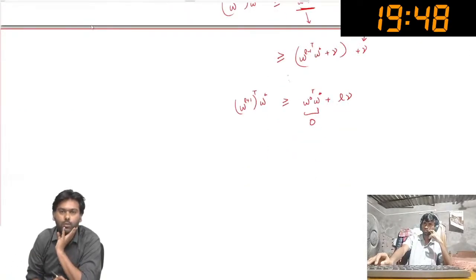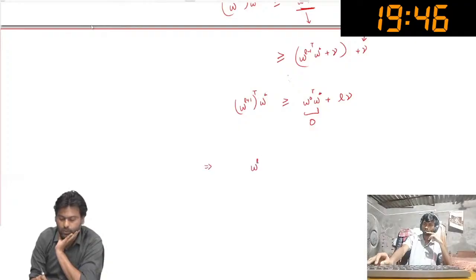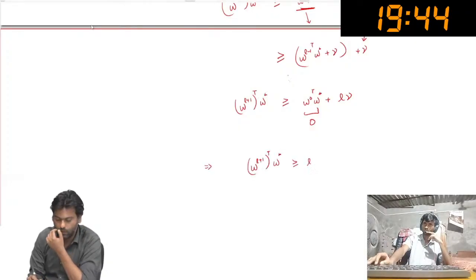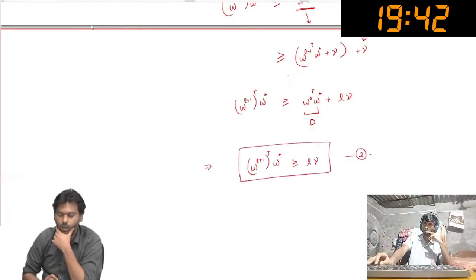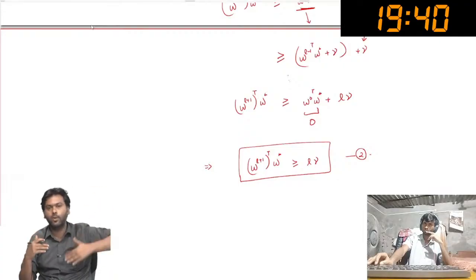So this dot product with any W star is going to be 0, so this quantity is 0, which means what we have is W_{L+1} transpose W star is greater than or equal to L times gamma. This is true. What it is saying is that as I make mistakes, my dot product with W star keeps increasing, right?